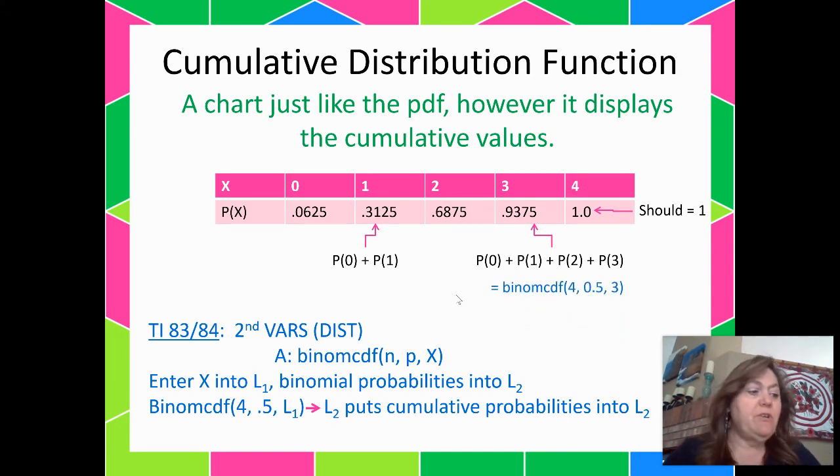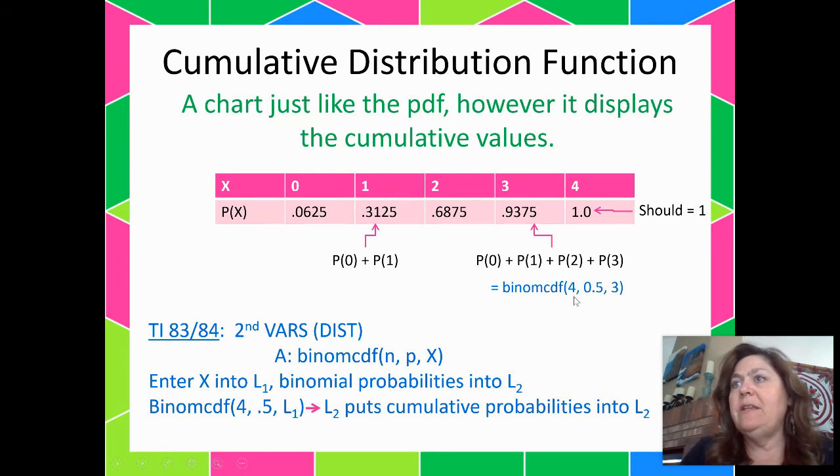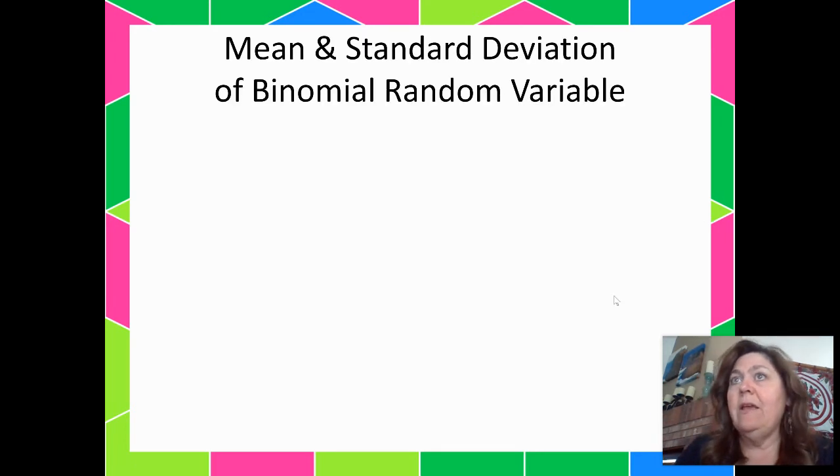And by the way, I forgot about this little command that I added right here to show you that instead of doing 0 plus 1 plus 2 plus 3, you can go to your calculator and do binomCDF of 4 with probability 0.5 up to 3. So remember, when it's CDF, this would be adding everything below it and including 3. Okay, includes 3. All right.